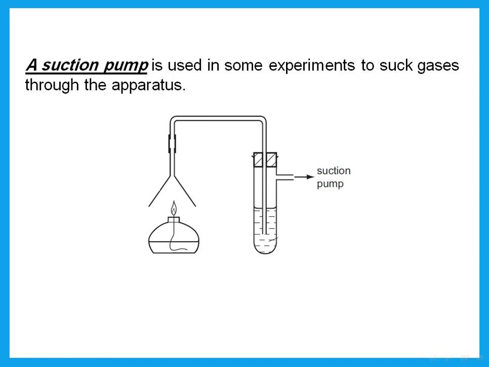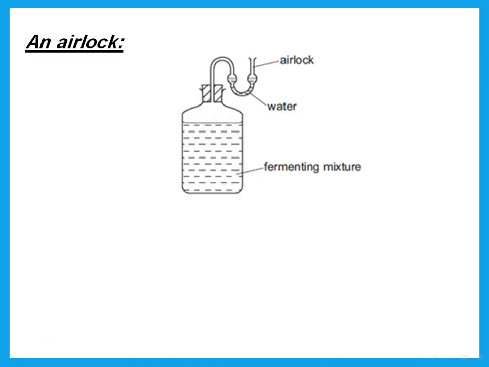A suction pump. If we have a setup like this and he says I have a suction pump, what is the function of the suction pump? It is used to suck the gases through the apparatus. So for example, I'm burning a fuel. I want the gases that come out of the burning to go through into the test tube. So I use a suction pump to suck the gases through the apparatus.